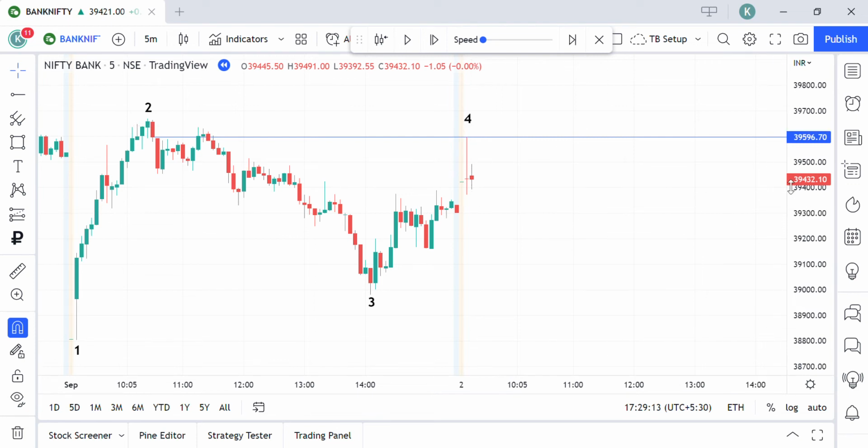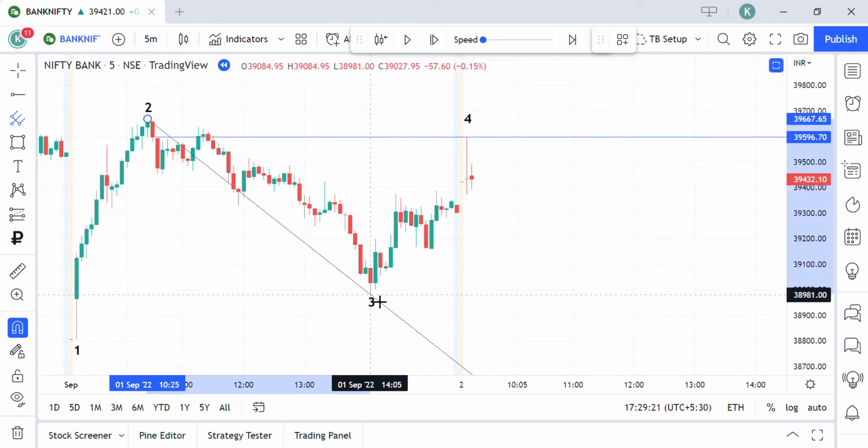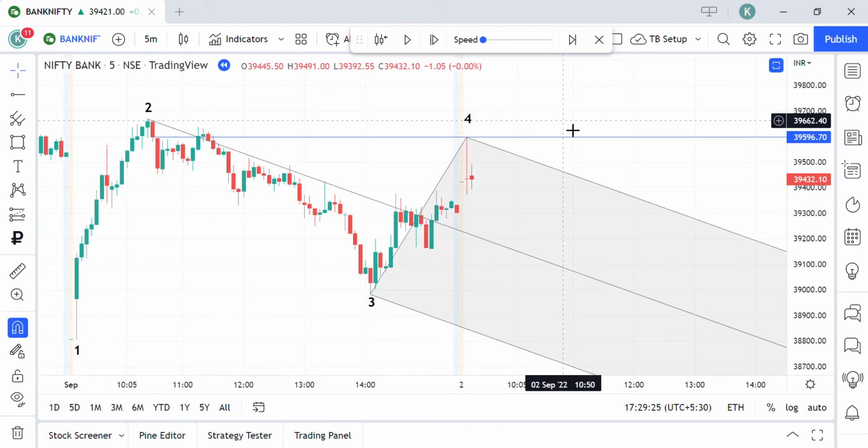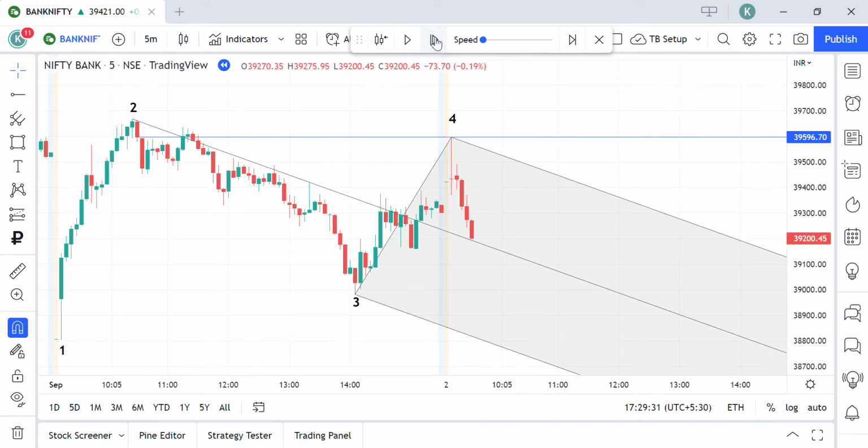So we have entered a PE call at 39,425 level in the spot chart, and to figure out the target, we have created a pitchfork between vectors 2, 3, and 4. Now the midline of this pitchfork is our target. Now let us see how the price displays.